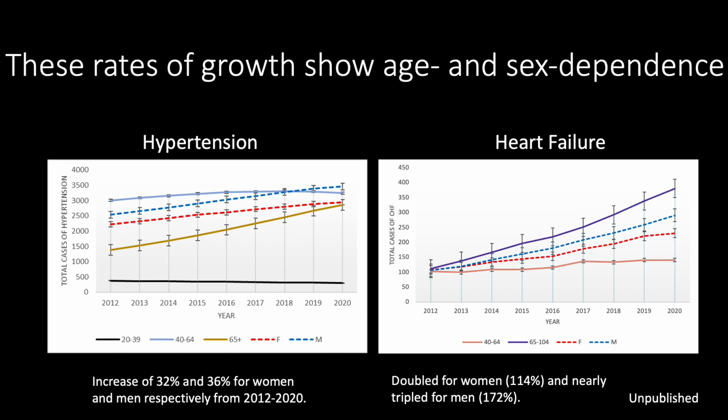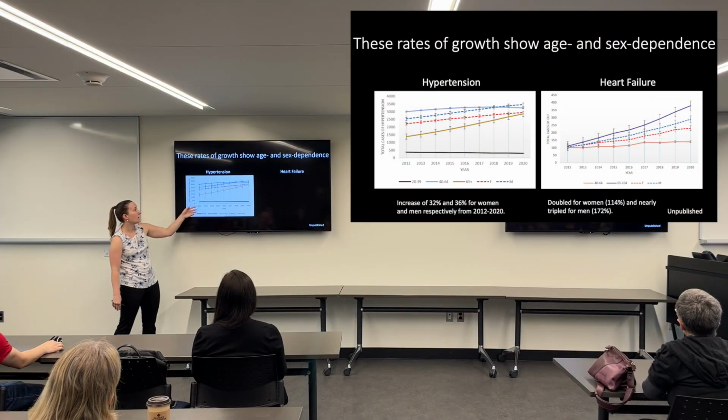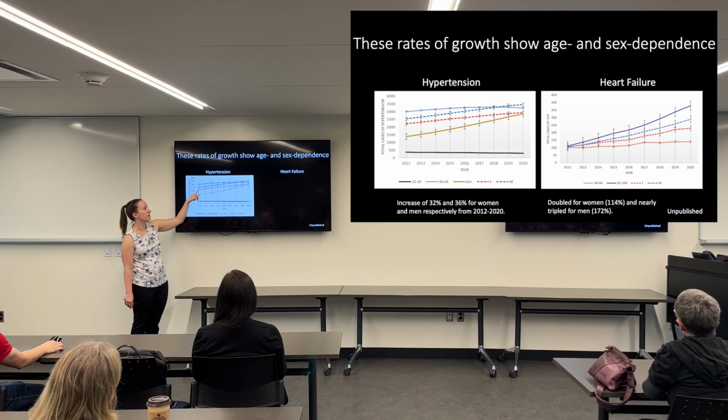So it could be a few things. Maybe people are actually just living longer. That could be what's responsible for this increase in the number of Métis with hypertension. The second part of this is the sex differences. So the dashed blue line is men, and the dashed red line is women or females.